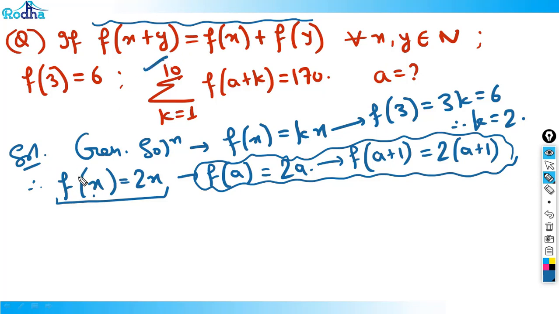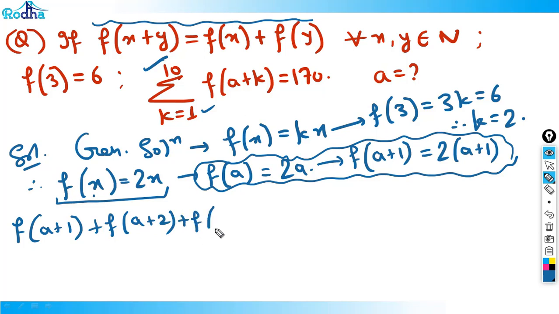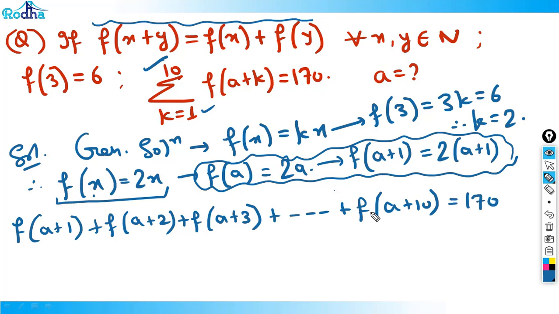So now the question is, what is the value of this part? This part is f of a plus 1 if I put k equal to 1 here. If I put k equal to 2 here, that becomes f of a plus 2. If I put k equal to 3, it becomes f of a plus 3, like that till k equal to 10, so f of a plus 10. That is equal to 170, right?